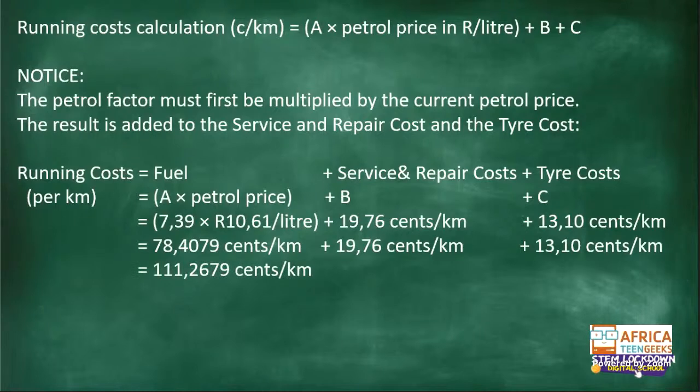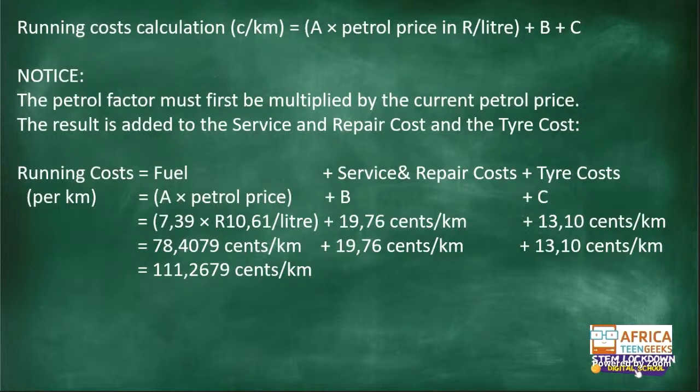And once you have added everything together, you'll see that it will give you 111.2679 cents per kilometer. So in order to maintain your vehicle, you know that it will cost just more than 100 cents per kilometer. And if it is 100 cents, then it means it's more than 1 rand per kilometer. And of course, that's how we calculate the running costs of the vehicle.